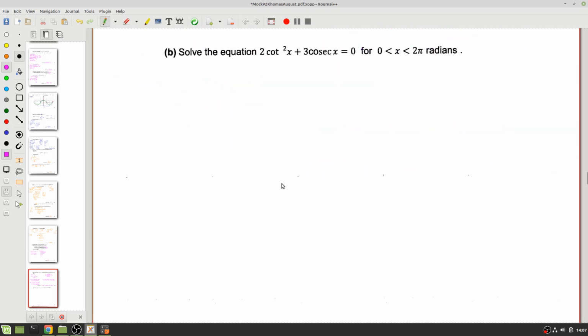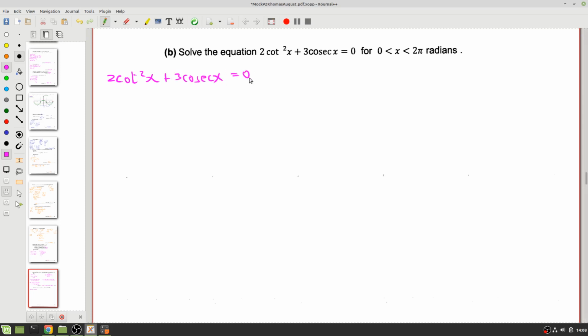All right. Question B. Solve this equation, between 0 and 2 pi radians. So I would suggest, because we work with degrees most of the time at school, let's work it out in degrees and then just convert the final answers back to radians. Okay, let's start by rewriting the equation. So 2 cot squared x plus 3 cosec x is equal to 0.